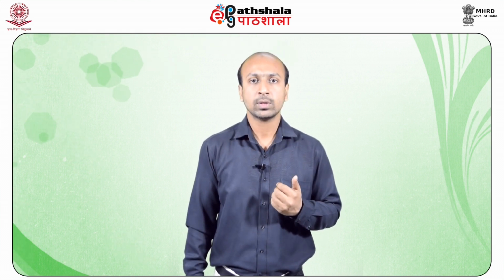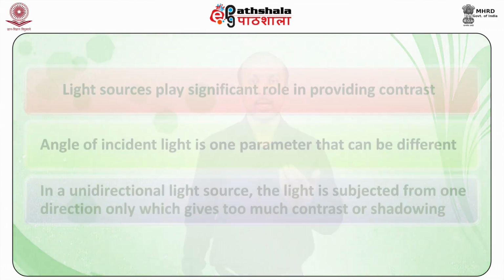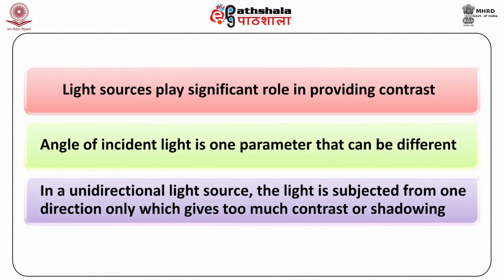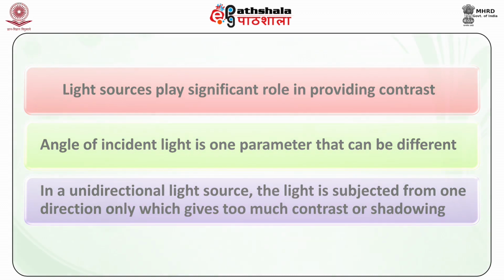Contrast in forensic photography is very important. Light sources play a significant role in providing contrast. Angle of incident light is one parameter that can be different. In a unidirectional light source, the light is incident from one direction only, which gives too much contrast or shadowing.